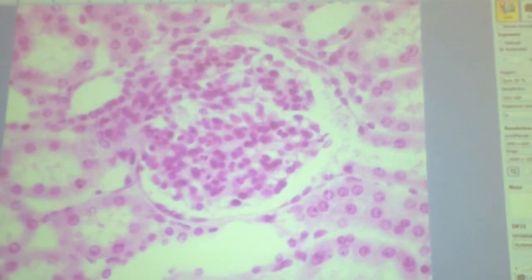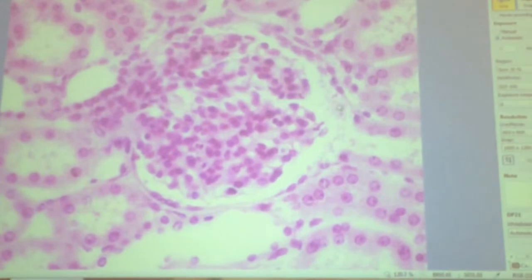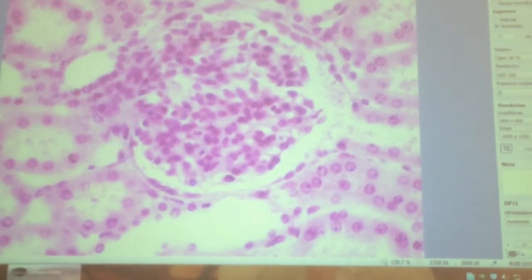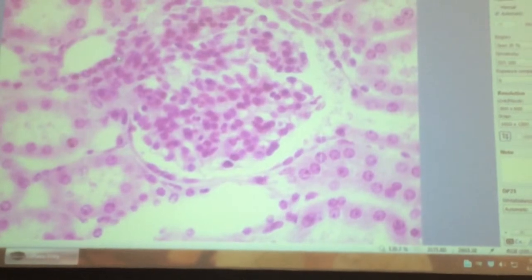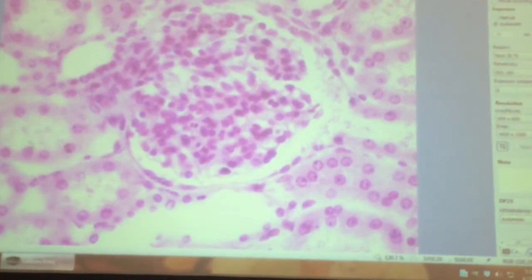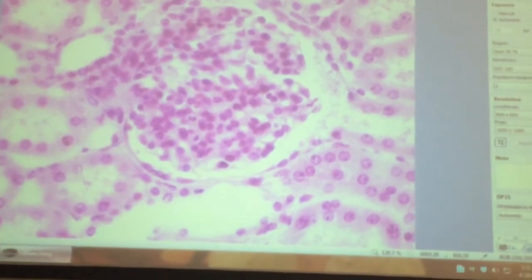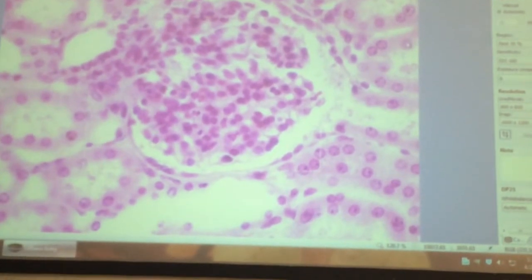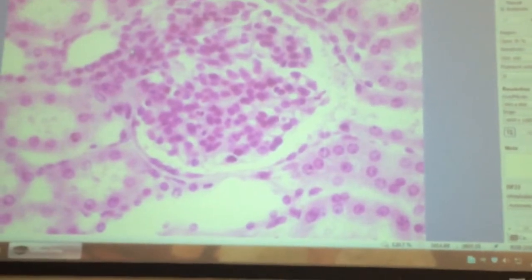All right, so this is what? Glomerulus, this is capsular space. This simple squamous epithelial layer is the parietal layer of the Bowman's capsule. This is what? Distal convoluted tubule. And you can see those cells that are packed together right there. What are they? Macula densa cells. What is this? Proximal convoluted tubule. What is this? Distal convoluted tubule. What is this? Proximal convoluted tubule.